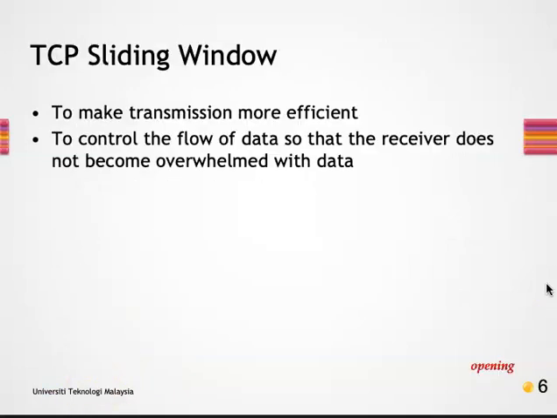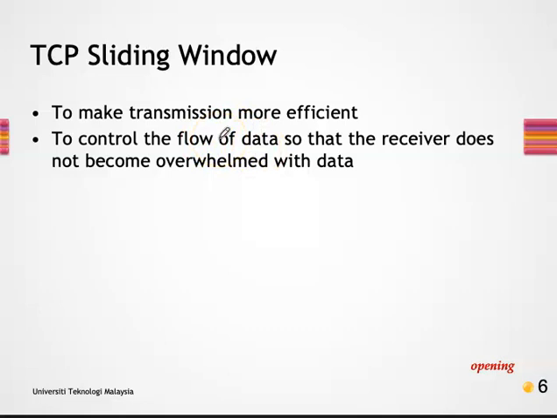Moving on to the next slide, we are going to learn a new term called TCP sliding window. A sliding window is an abstract concept that defines the range of sequence numbers that is the concern for both sender and receiver. In other words, the sender and receiver need to deal with only part of the possible sequence numbers.